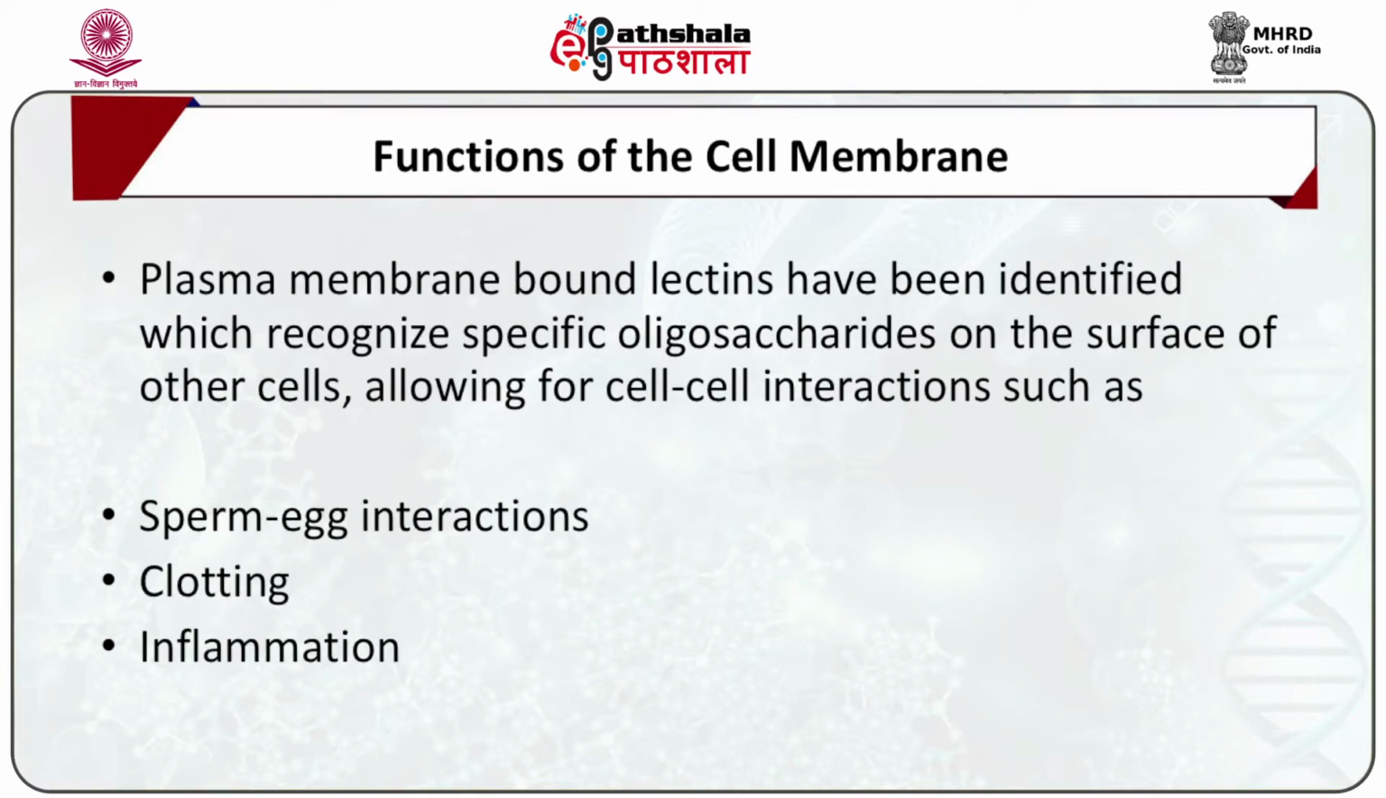Plasma membrane bound lectins have been identified which recognize specific oligosaccharides on the surface of other cells, allowing for cell-to-cell interactions such as sperm-egg interaction, clotting and inflammation.